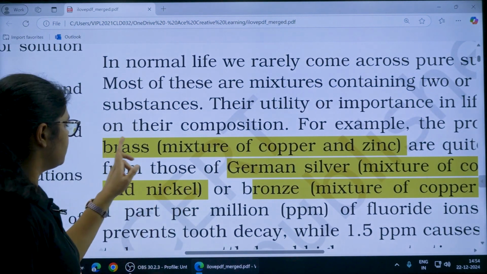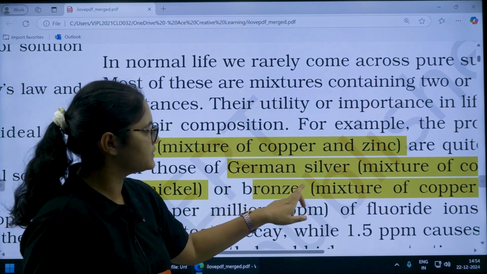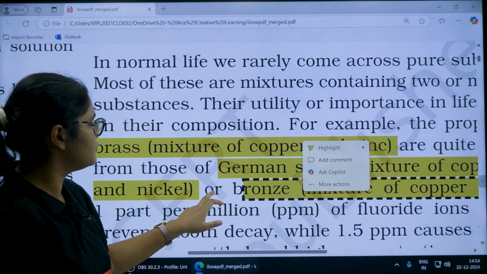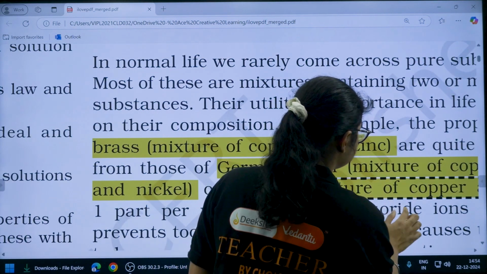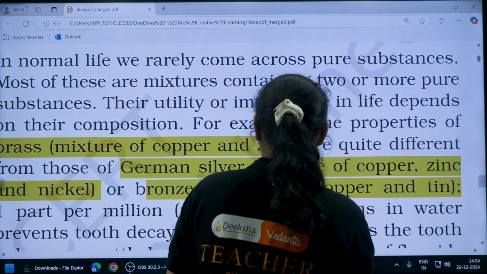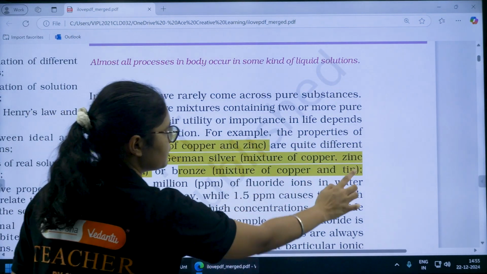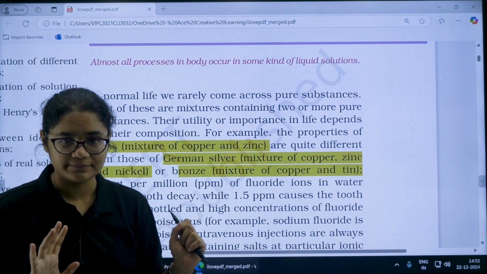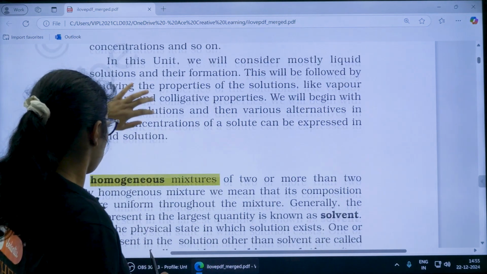Brass is a mixture of copper and zinc. German silver is a mixture of copper, zinc and nickel, and bronze is a mixture of copper and tin. This part of the introduction, you highlight and note down, and you need to remember these alloys. First thing done. Now we will move towards this one.